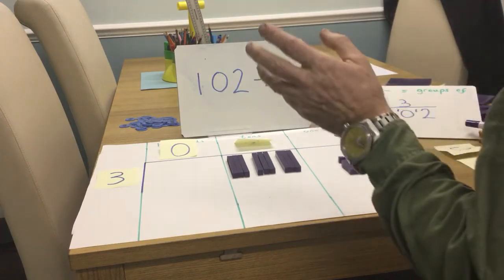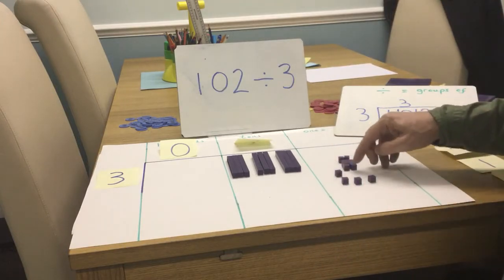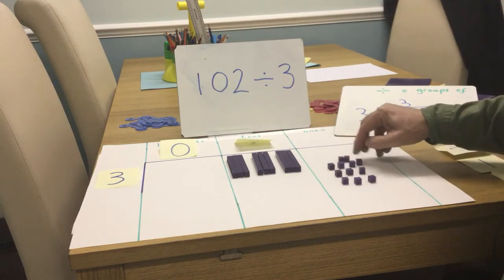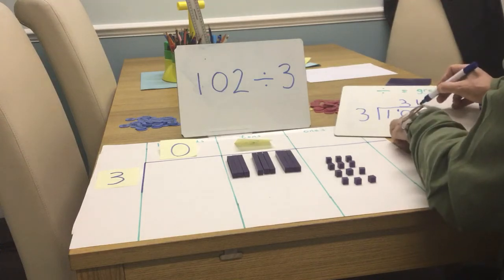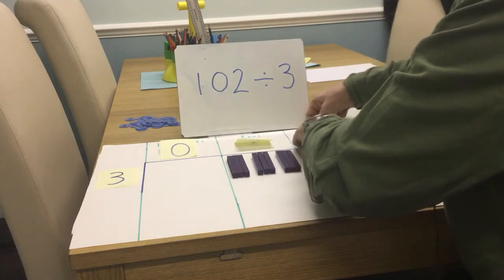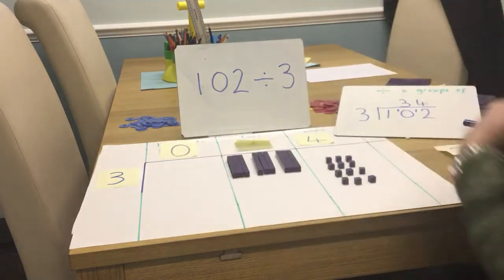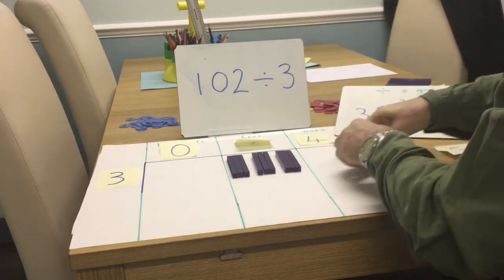Right, how many groups of 3 ones can we make from 12 ones? Well, there's one group of 3, 2 groups of 3, 3 groups of 3, 4 groups of 3. We can make 4 groups of 3, and that is the answer. And there's the picture for that one. Okay, let's go for one more.